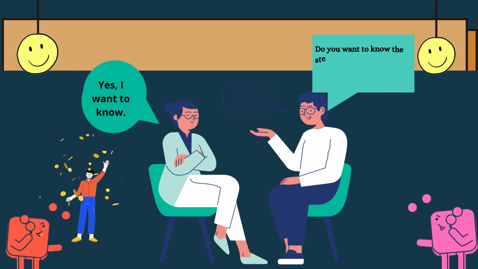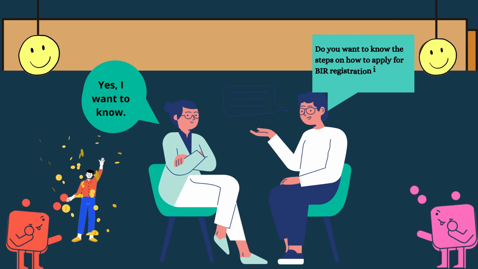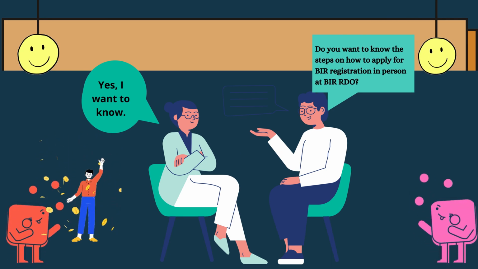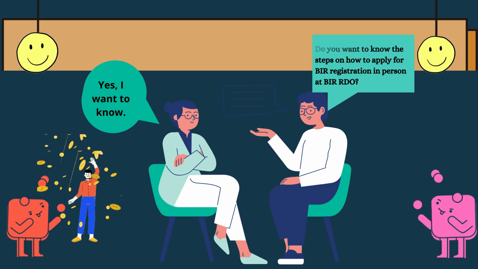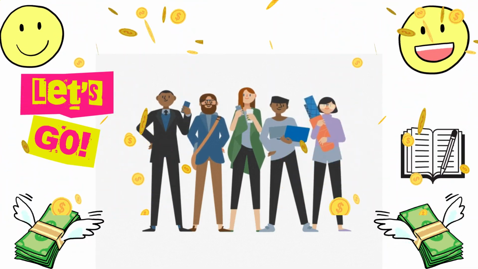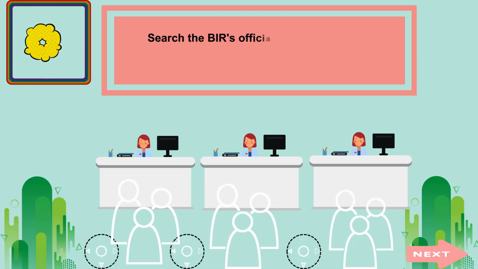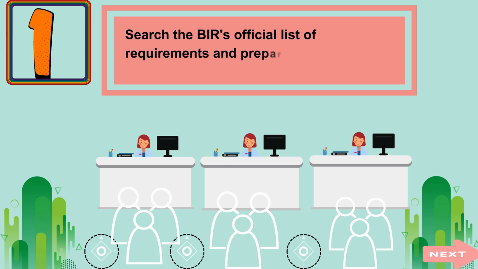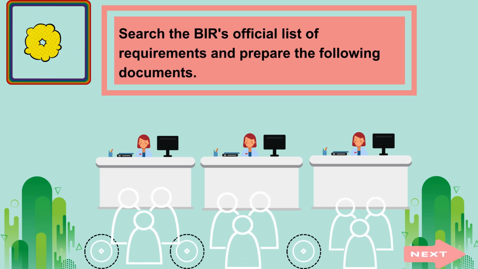Do you want to know the steps on how to apply for BIR registration in person at BIR RDO? Yes, I want to know. Okay, thank you. And I will show you the procedures. Number 1. Search the BIR's official list of requirements and prepare the following documents.